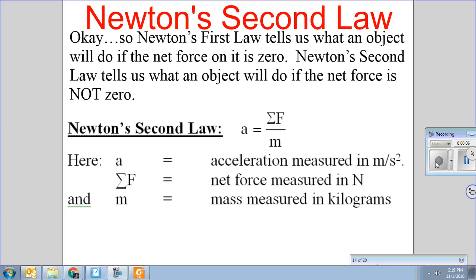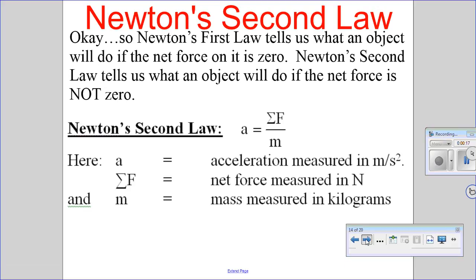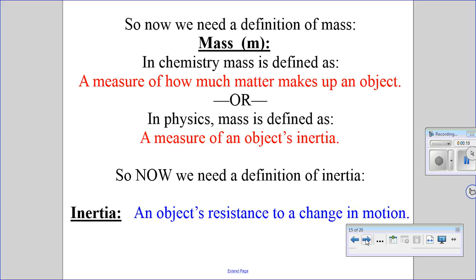All right, so Newton's second law: acceleration is net force over mass, and obviously the variables are acceleration, net force, and mass. We good? Okay. So for this definition to make sense, we need to talk about mass. This is the first time this year we've actually talked about mass, right?